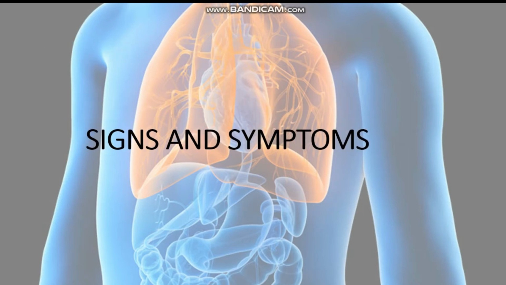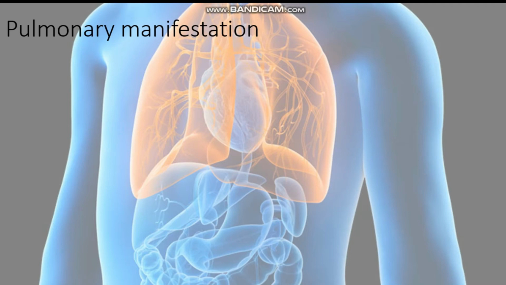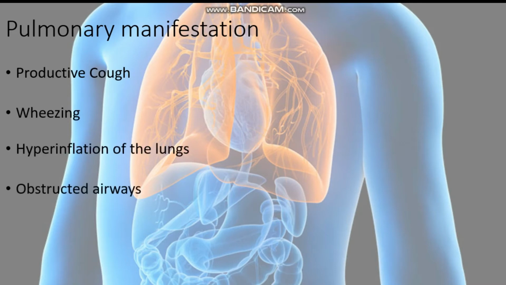Signs and symptoms. The pulmonary manifestations of cystic fibrosis include productive cough, wheezing, hyperinflation of the lungs, and obstructed airways. Productive cough can be noted through the report of the client, or the client exhibits expectoration of thick mucus from persistent cough during physical examination. Wheezing is a high-pitched sound during exhalation upon auscultation. It usually occurs due to narrowing or obstructed airways.